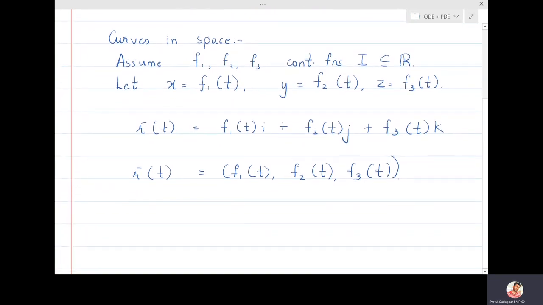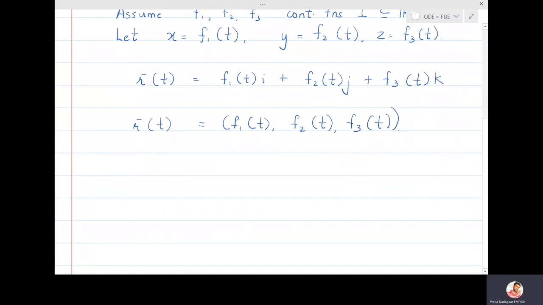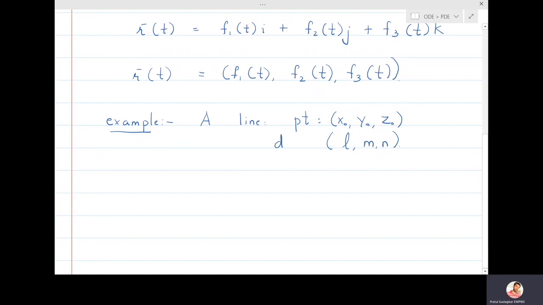Now let us see some of the very simple curves in three-dimensional space so that you will understand this particular concept. Let me just write an example here. A line in a three-dimensional space which is passing through the point (x0, y0, z0), and the direction ratios are given by, say, l, m, n. Basically these are direction cosines, but right now when I take a line, I will take the direction ratios.